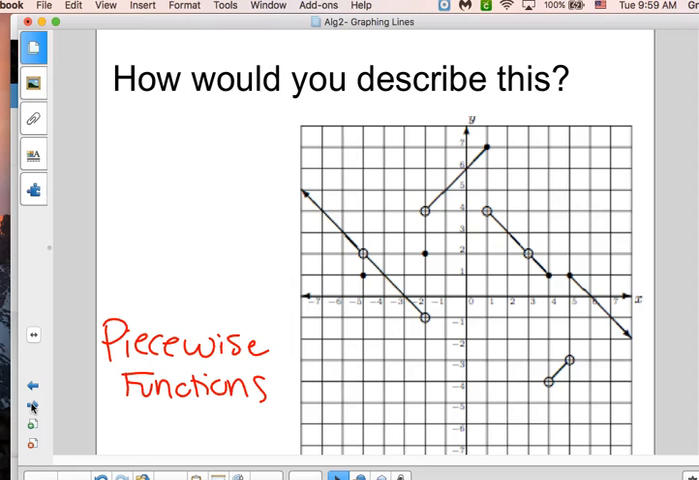For today, you need a pencil and you need an eraser. If you don't have either of those, there's erasers in the back cupboard, there's pencils with erasers back there. But since we're going to be just graphing pieces of these, we have to be able to erase.